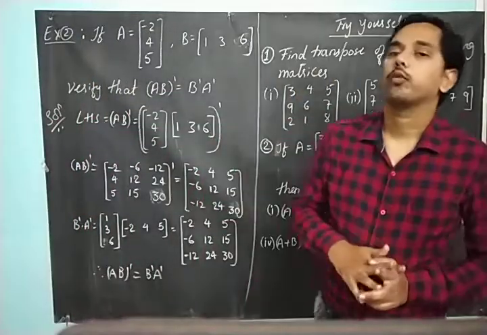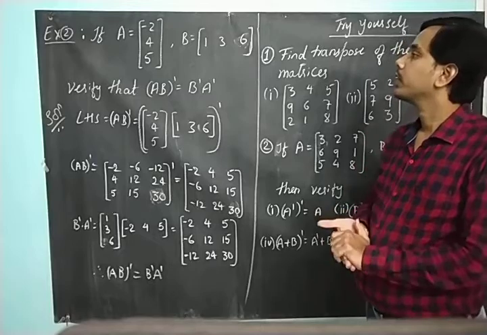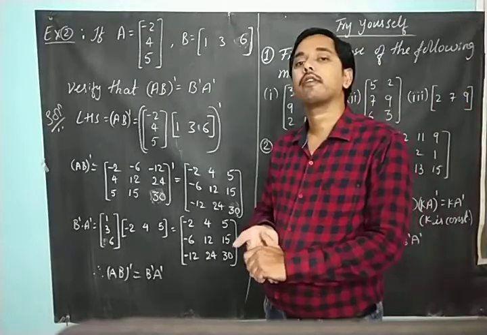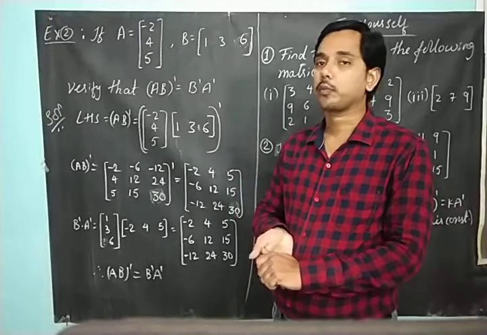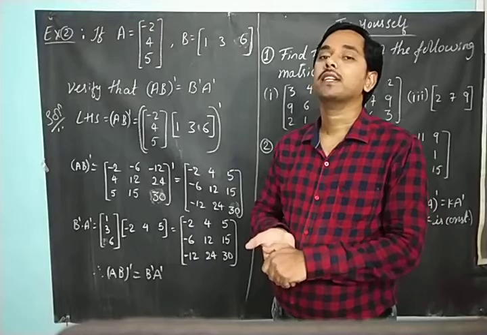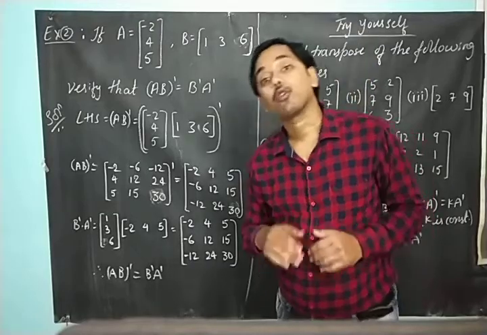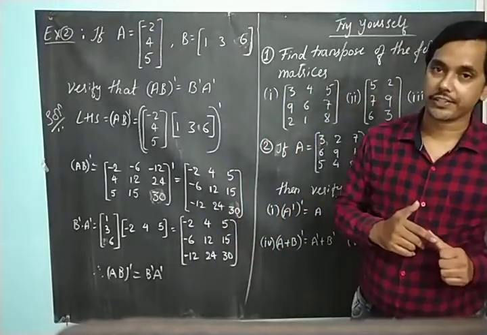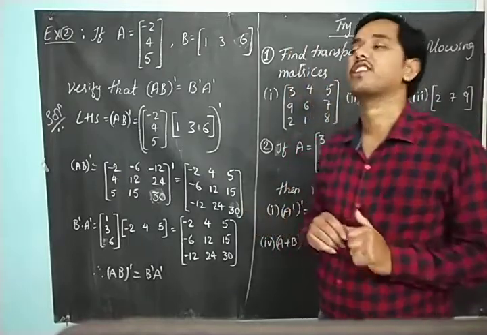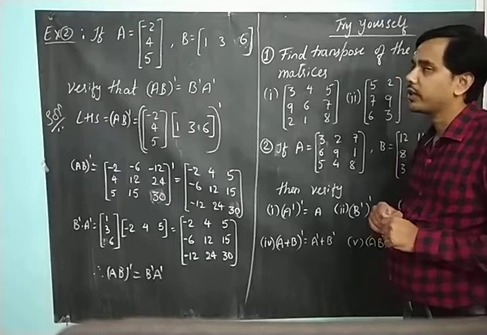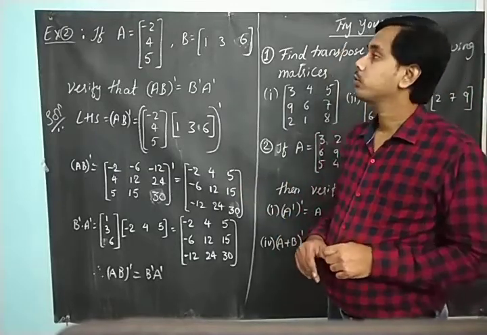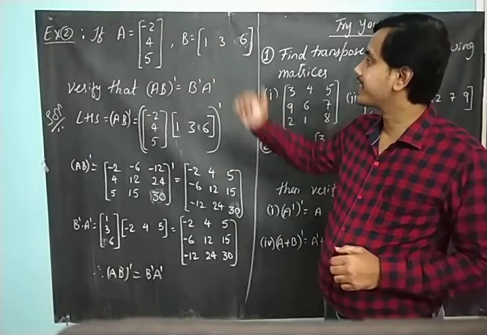Okay friends, I hope the last example is clear for you, right? So we'll proceed with the second example. In the previous example, we were not able to prove the last property, that was A into B whole dash is equal to B dash A dash, because the orders there were not suitable for matrix multiplication. They were only suitable for matrix addition but not for matrix multiplication. So A into B whole dash involves matrix multiplication, so it was not possible there. So let us prove that property with this example.